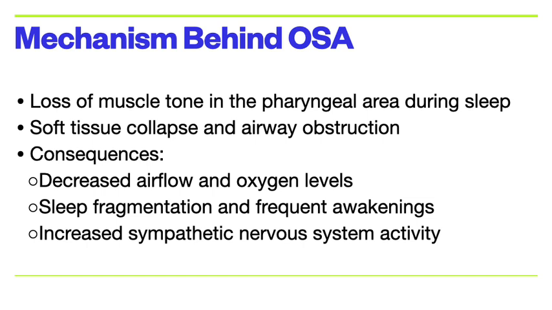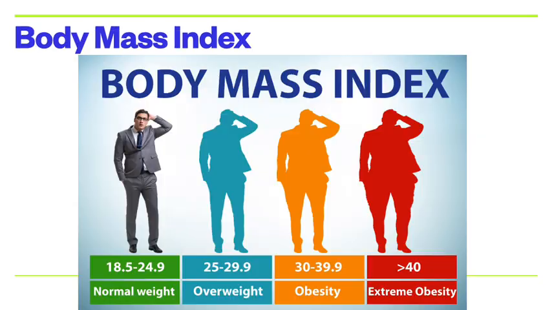The mechanisms behind obstructive sleep apnea. So what happens is that there's a loss of muscle tone in the pharyngeal area during sleep, soft tissue collapse, and there's airway obstruction. The consequences are decreased airflow and oxygen levels, sleep fragmentation and frequent awakenings, and increased sympathetic nervous system activity, and it leads to serious consequences if not addressed.